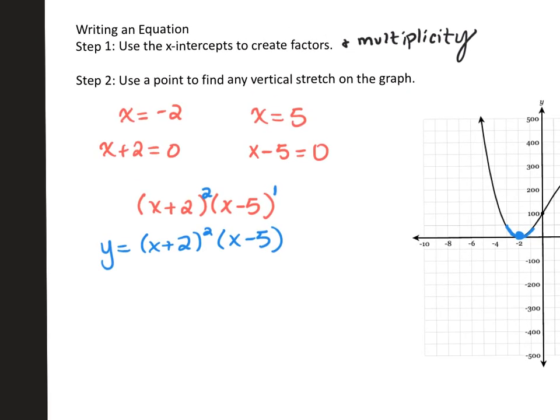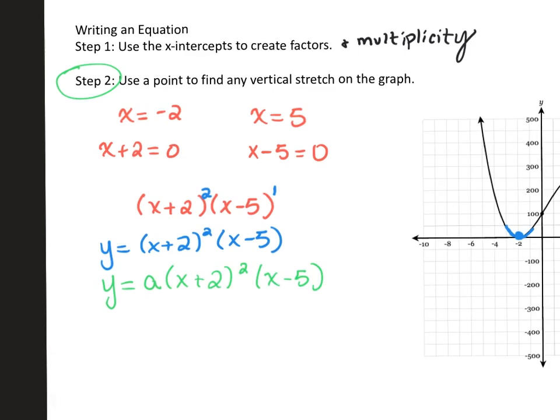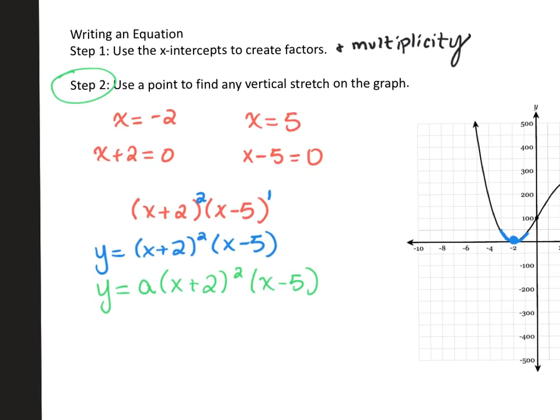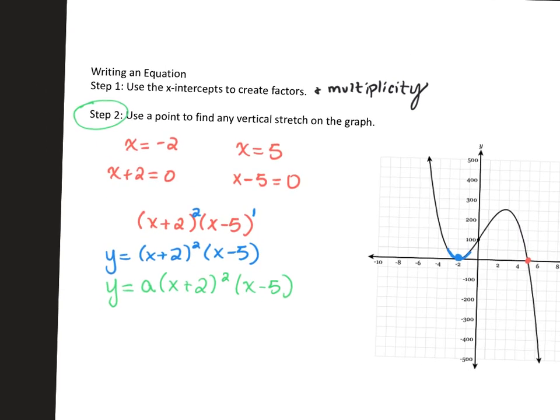The best way to do this is to create an unknown. So step 2, I'm going to do this step in green. I'm going to create an unknown vertical stretch. So I'm going to say this is y equals some vertical stretch a on this equation. Then I'm going to select a point and use that point to find a. So the point that I'm going to use is the point that's being provided. I can see my y-intercept is at (0, 100). So I'm going to let x be 0 and y be 100, and this will give me values to plug in so that I can solve for a.